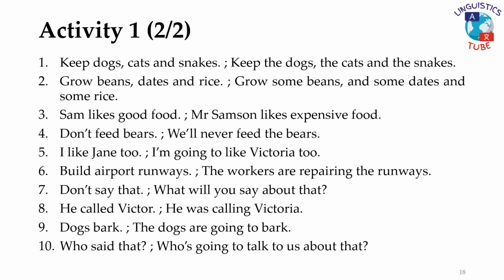1. Keep dogs, cats, and snakes. Keep the dogs, and the cats, and the snakes. 2. Grow beans, dates, and rice. Grow some beans, and some dates, and some rice. 3. Sam likes good food. Mr. Samson likes expensive food. 4. Don't feed bears. We'll never feed the bears.